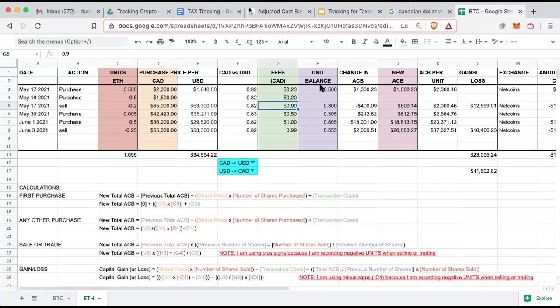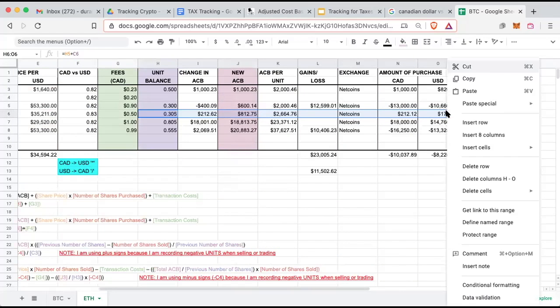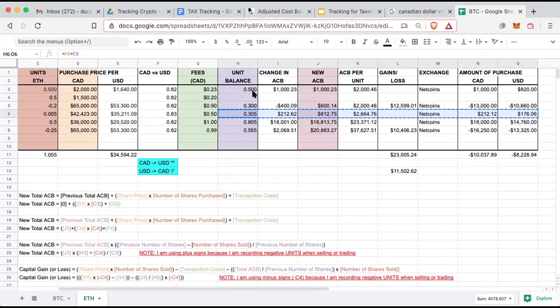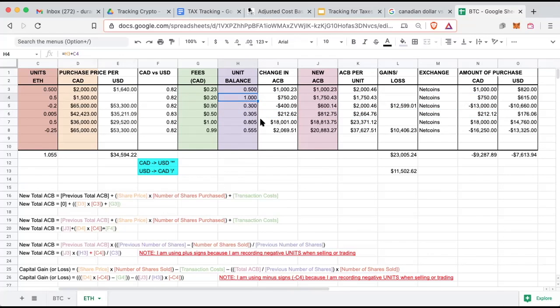Now, we can't copy this line because this line has a 0 in it, but we can copy this line down here. That was a purchase. So if we highlight all these and left click, we can put it up here. Paste, and it's done all the work for us. However, we might have a problem here.